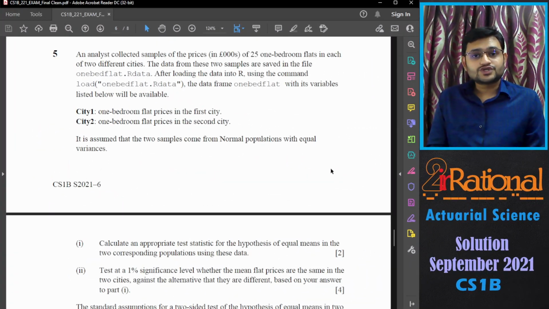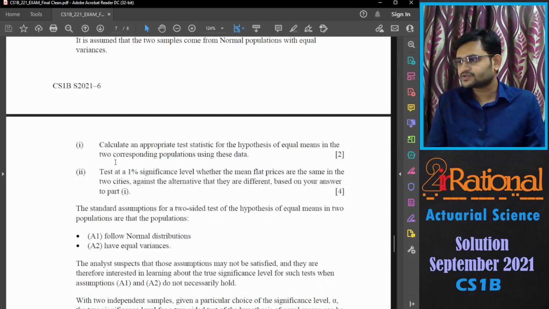Let's see our last question, question number 5. An analyst collected samples of the prices of 25 one-bedroom flats in each of 2 different cities. The data from these 2 samples are saved in the file onebedflat.rdata. After loading the rdata into R using this command, the data frame onebedflat with its variables listed below will be available. It is assumed that the 2 samples come from normal populations with equal variances.